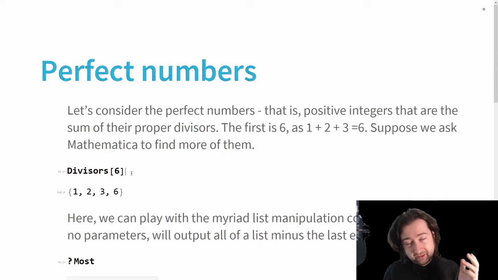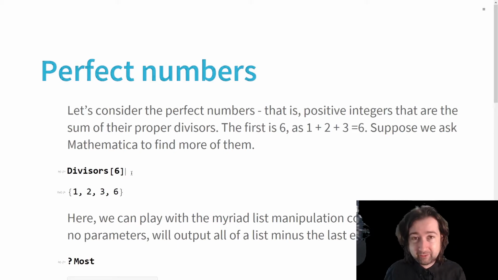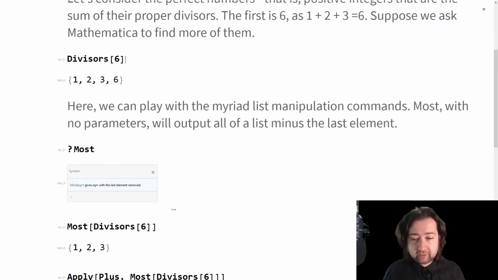And actually it's got a partner called Rest, which drops the first term and gives you the rest of the list. So with no parameters added, what Most does is it just gives you everything in the list except the last term. And that's exactly what we need if we want to study perfect numbers. So if we Most the divisors of 6, then we drop the 6 from the list. Well, that's great, because now I have a list of things that I want to add.